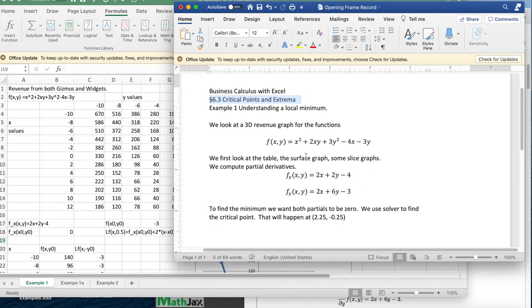If I take the derivative with respect to y, the derivative of x squared is 0, the derivative of 2xy is 2x, the derivative of 3y squared is 6y, the derivative of minus 4x is 0, and the derivative of minus 3y is minus 3. To find the minimum, I want both partials to be 0. I'll use Solver to do that. The critical point happens at 2, minus 1/4.